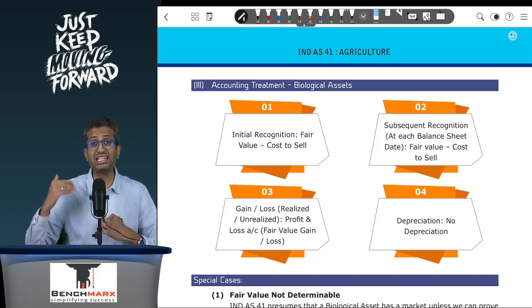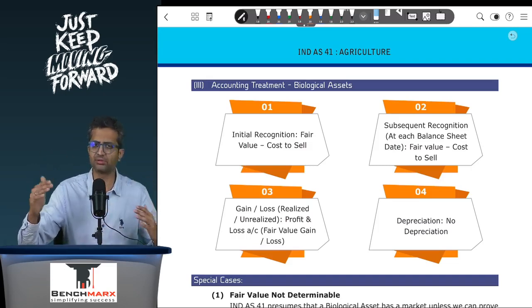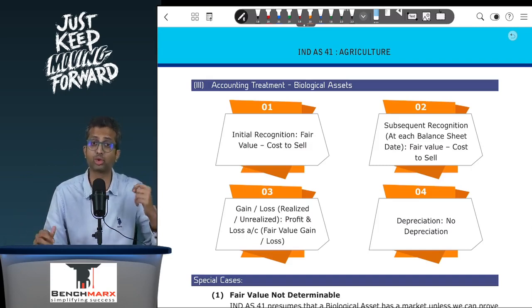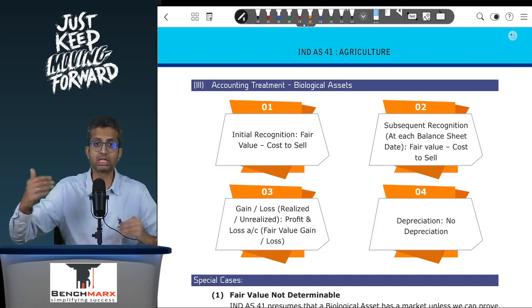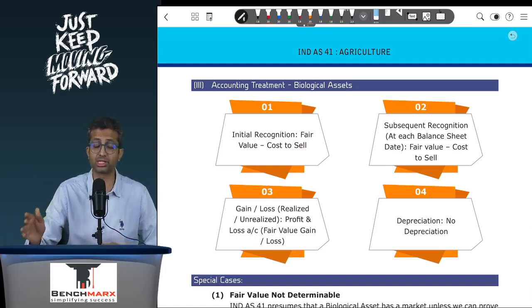So even if there is an increase in the fair value, or a decrease in fair value, it does not really matter. You will show them at fair value less cost to sell, and the difference, if any, will be taken to the profit and loss account. So gain or loss, whether realized or unrealized, will be taken to the P&L. This has to be done at every balance sheet date. It is not necessarily to be done at sufficient intervals. You have to do this at every balance sheet date.